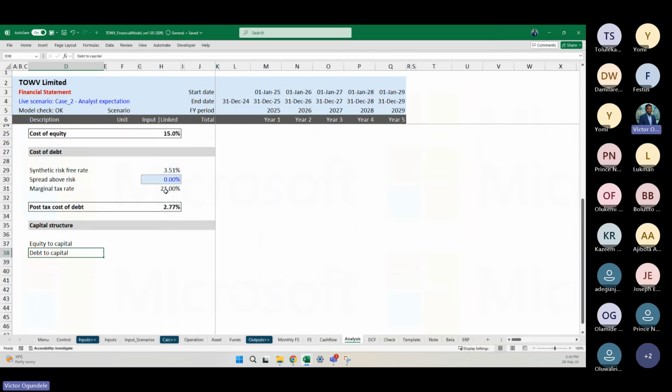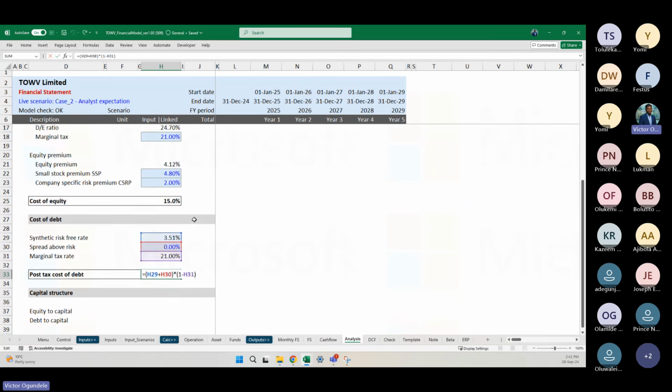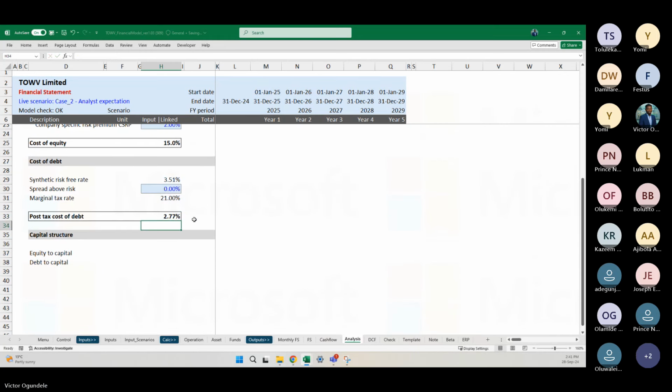Okay, formula for the cost of debt. So cost of debt is your synthetic risk plus spread above risk, multiplied by, you deduct your tax, which is what someone was saying when we started. So always make adjustments for the tax, both in the cost of debt and also in your beta coefficient. It's like saying my cost of debt multiplied by 1 minus your tax.